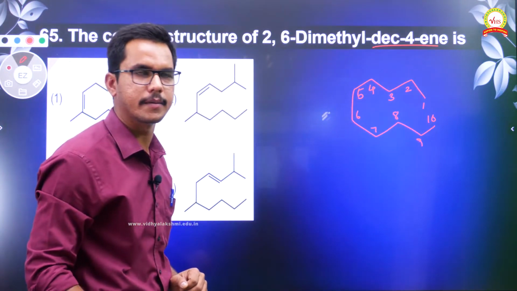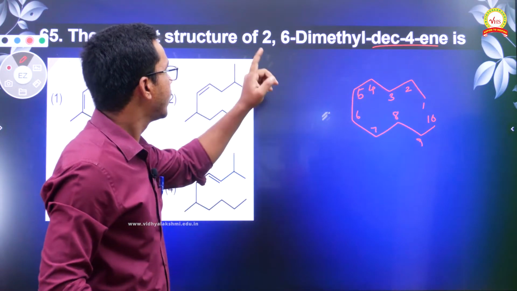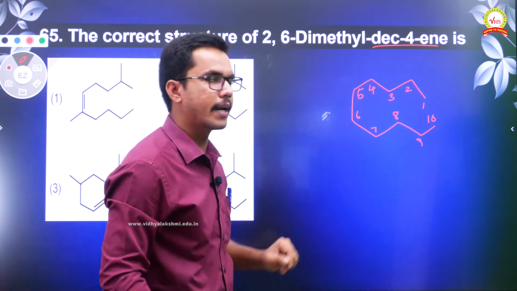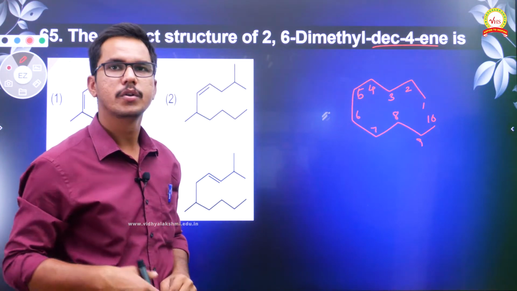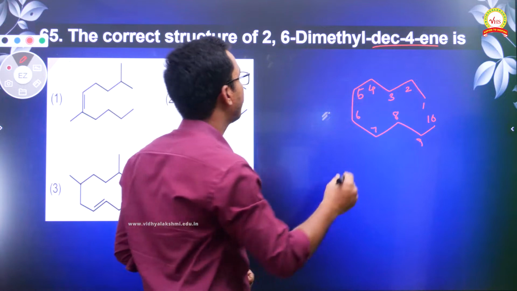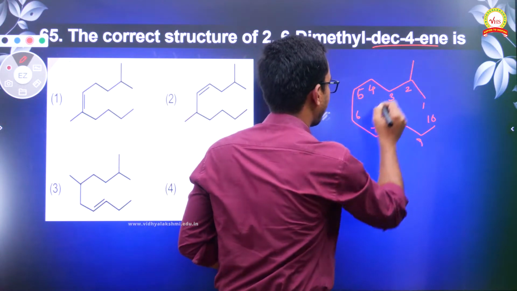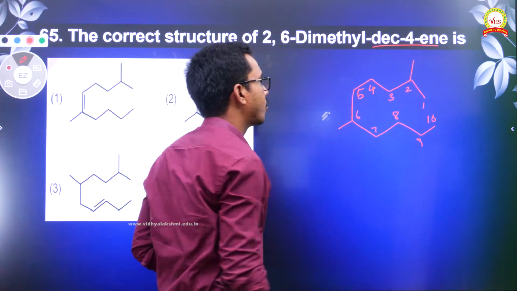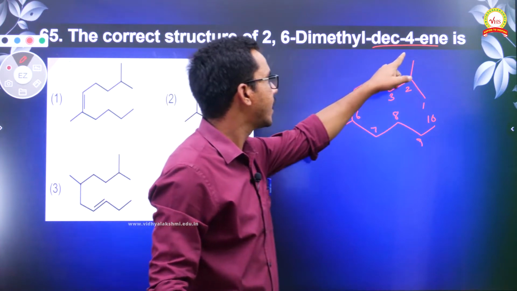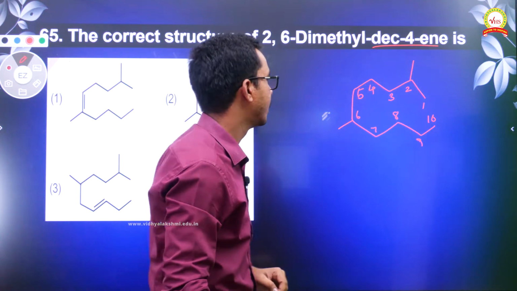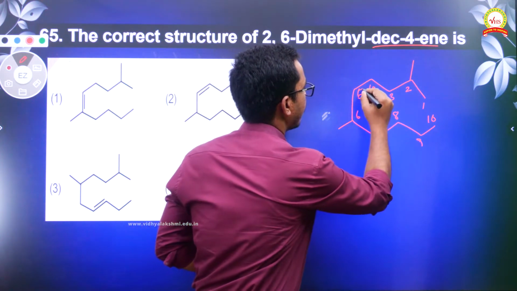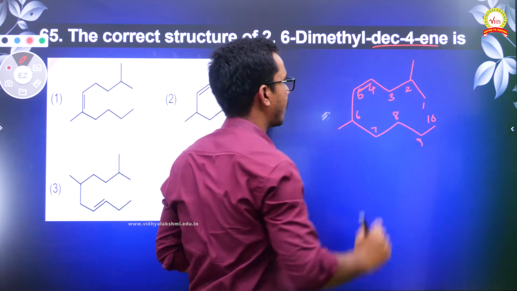Now, here it is given 2,6-dimethyl, right? At the second position and the sixth position we have two methyl groups. We have at the second position one methyl group and at the sixth position another methyl group, right? And where the double bond is, ene means what? Double bond. It is starting at what position? Fourth position, right? Between 4 and 5, there is a double bond.